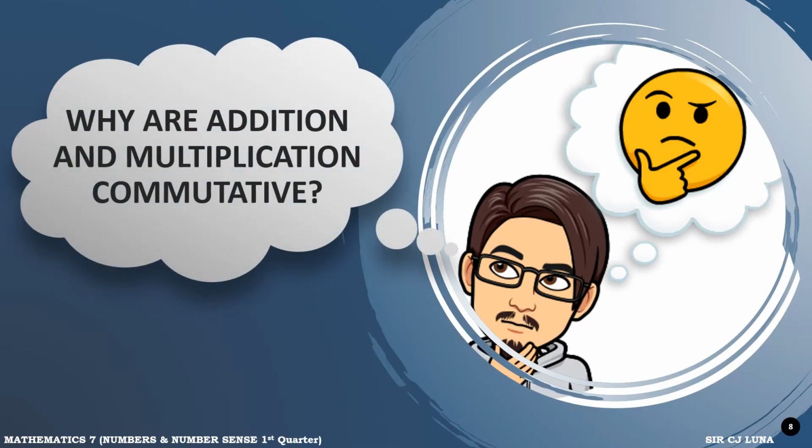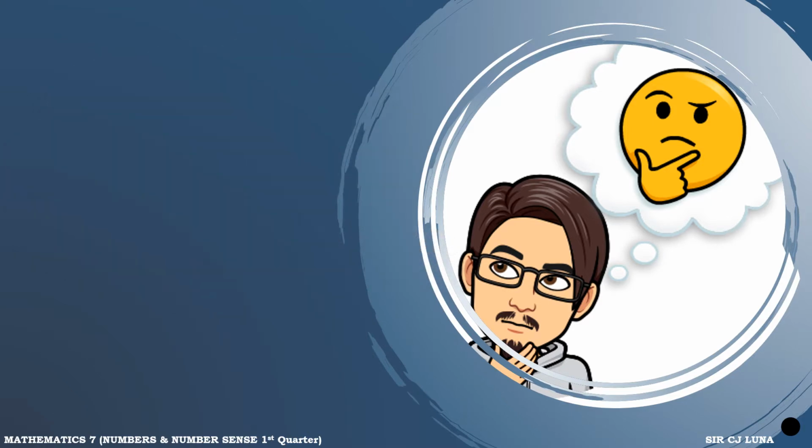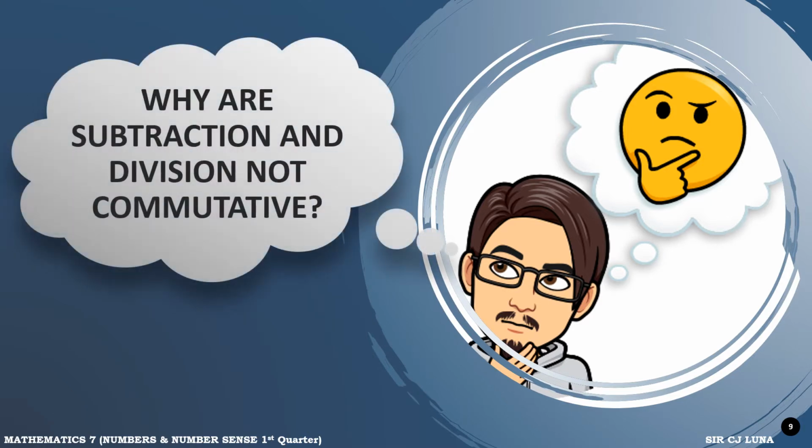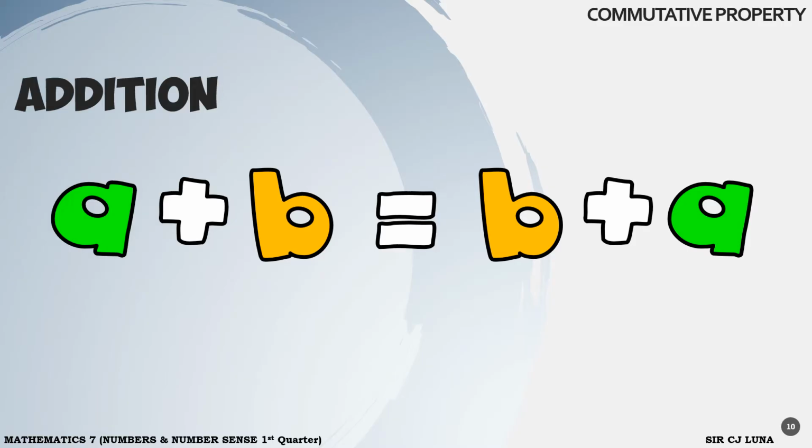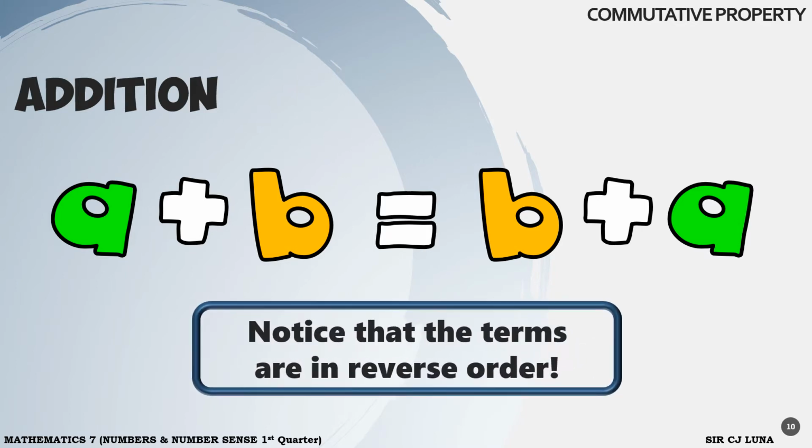Why are addition and multiplication commutative? Why are subtraction and division not commutative? Tignan natin kung anong dahilan. Unahin natin ang addition. Meron tayong A plus B is equal to B plus A. Kung mapapansin nyo, ang mga terms natin ay magkabaligtad lang ng pwesto. This time, we will show if addition is commutative.